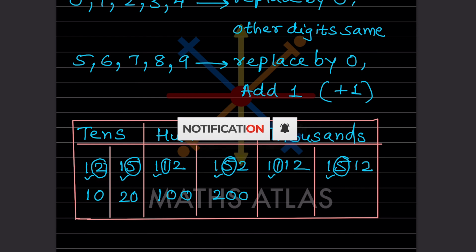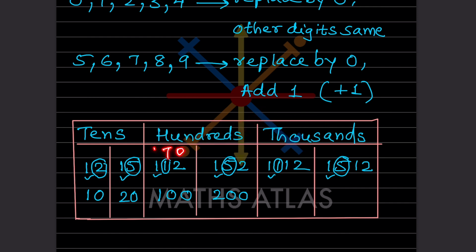Same thing, now let us see it for the hundreds parts. Hundreds parts means this is ones, tens, and this is 100.